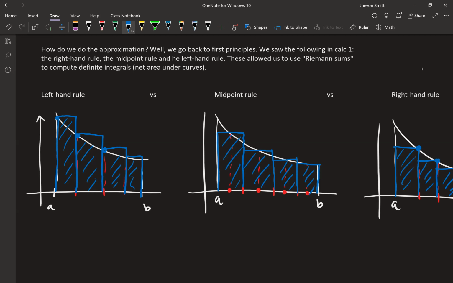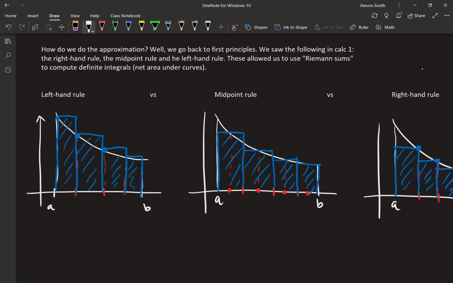We saw that the more rectangles we used, the better the approximation was. In this case, you can see that the left-hand rule would give us an overestimate because the function is decreasing. If we didn't like how much the overestimation was too big for our taste, just use more rectangles.